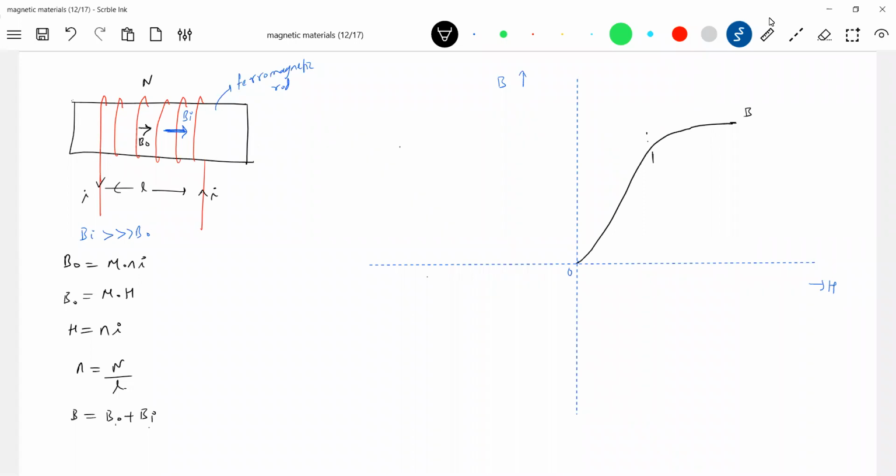Next, after this, I'll start decreasing H. How to decrease H? By decreasing current. So as you decrease current here, what do we expect? We expect that the Bi should also decrease, no? But it will not follow the curve. Initially, it was following. You can see this.